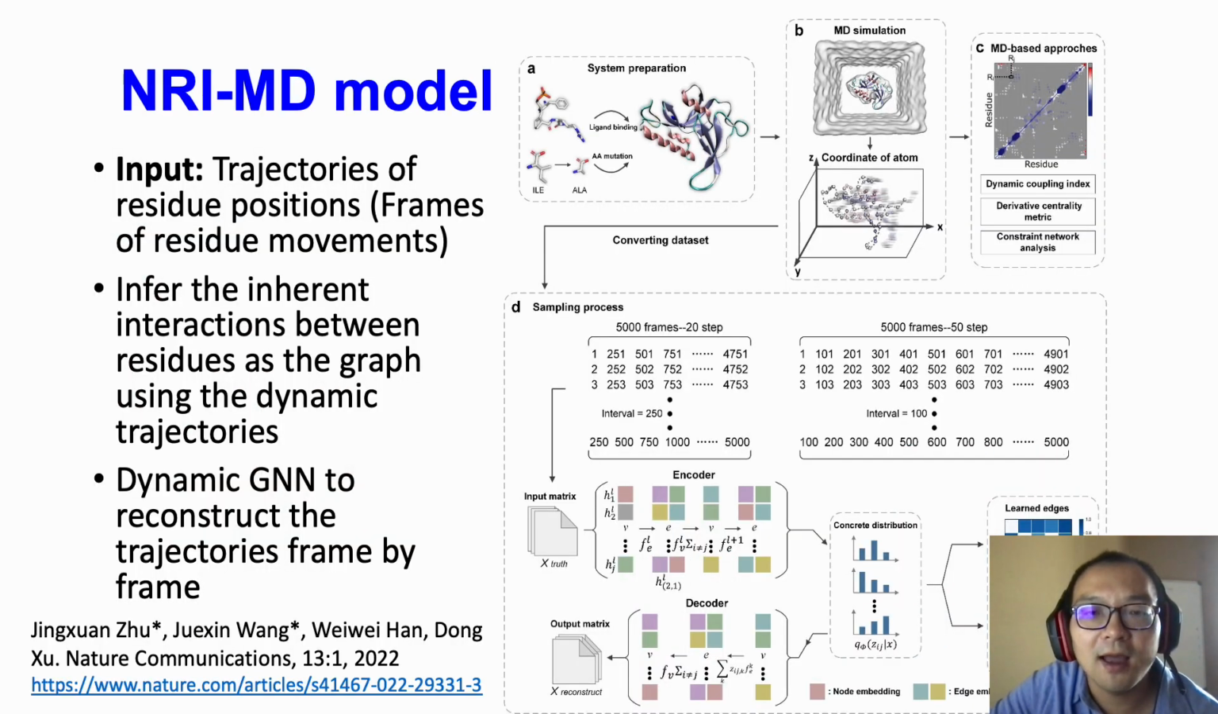We propose the NRI-MD model, Neural Relation Inference Molecular Dynamics model. It takes the trajectories of residues in 3D space from the molecular dynamics trajectories. This framework models the dynamics at different time stamps. It uses an encoder to learn a distribution and reconstruct the trajectories. The learned distribution can be used to infer the edges between the residues. Based on that, we can get the interaction graph.